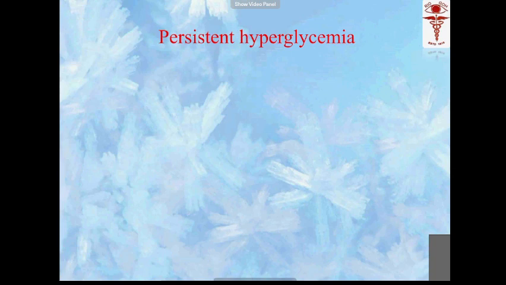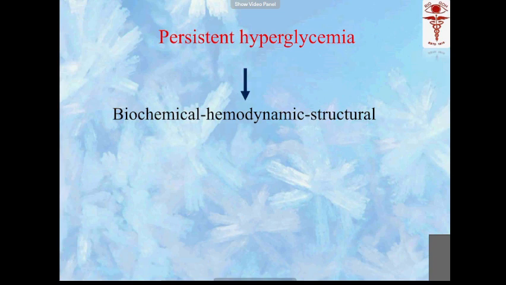So what happens because of persistent hyperglycemia? As I told, there are structural, biochemical and hemodynamic changes. What are the biochemical changes? There will be accumulation of advanced glycation end products, which will lead to two things.